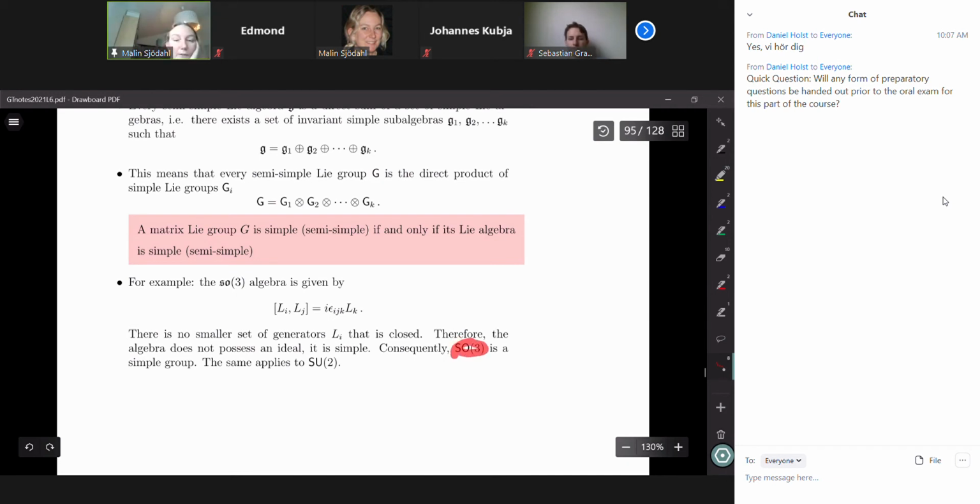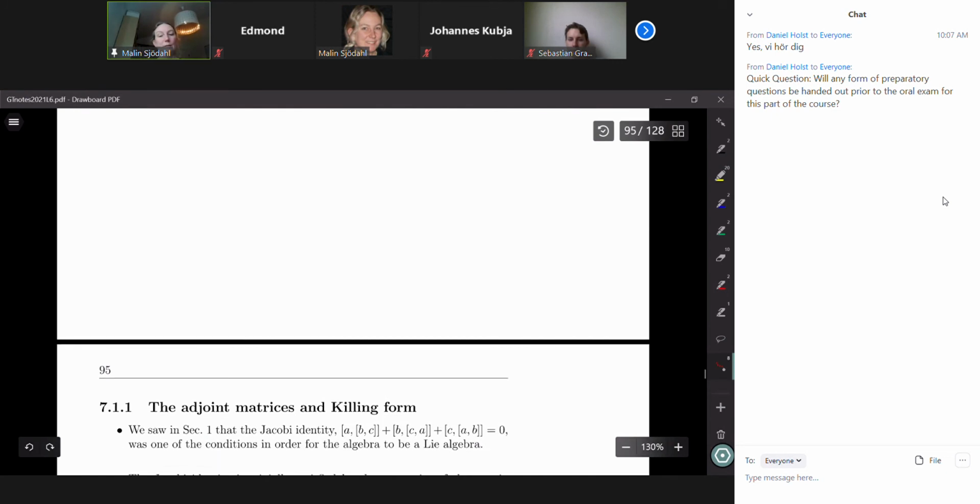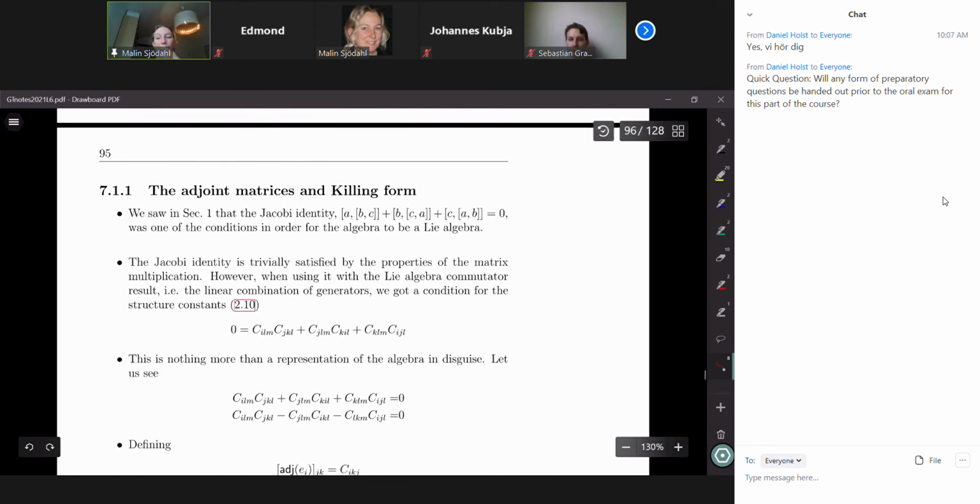SO3, of course, has the same algebra as SU2. So if SU2 is simple, then SO3 is also simple. Okay, so now let's maybe first see if there were questions to that.